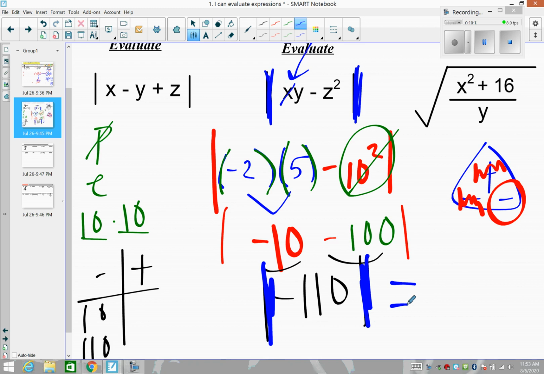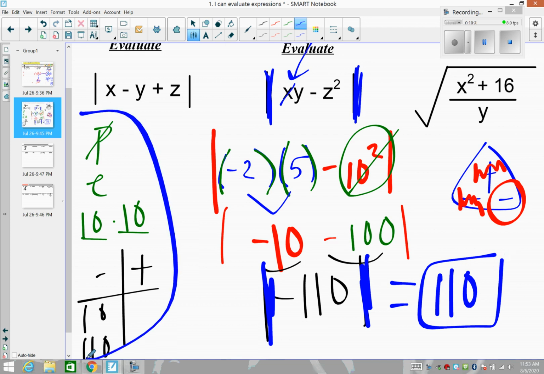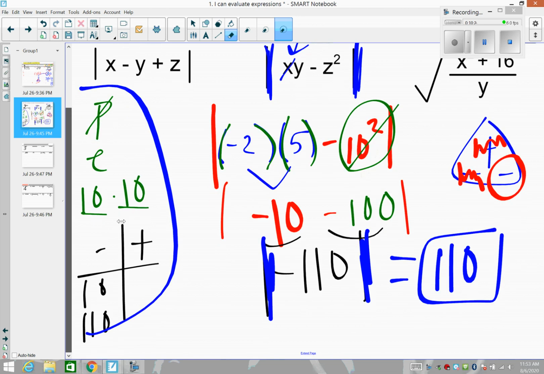What's the length? How many steps? Your answer should be 110 steps or 110 miles. So that's the absolute value. And remember, it always has to be positive unless it has that opposite sign out front. So I'm going to erase this if I can get the stylus to work.